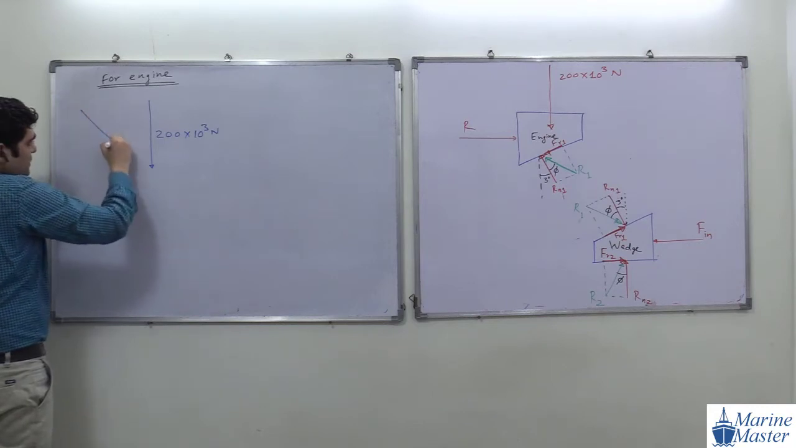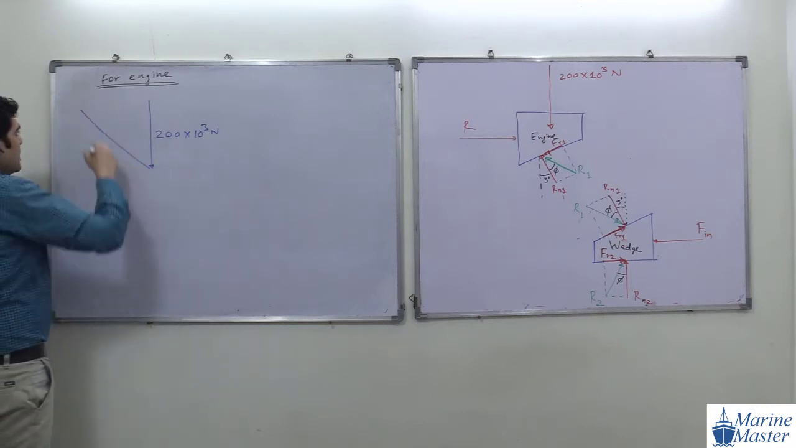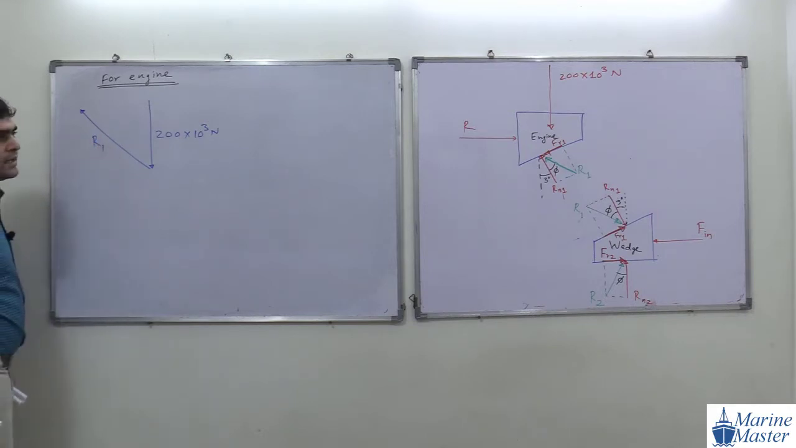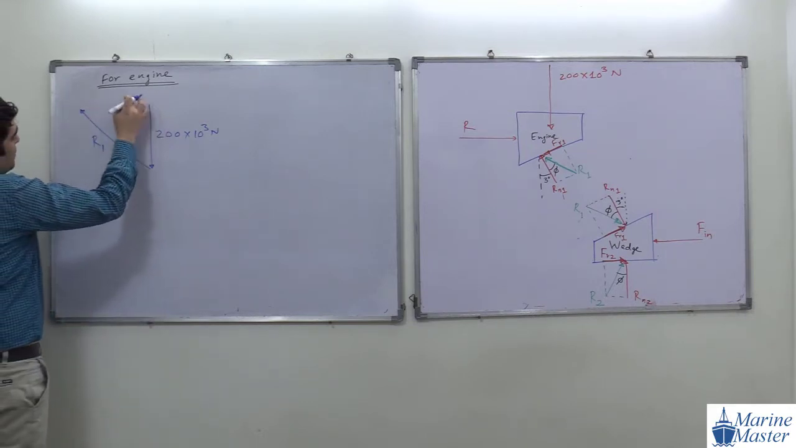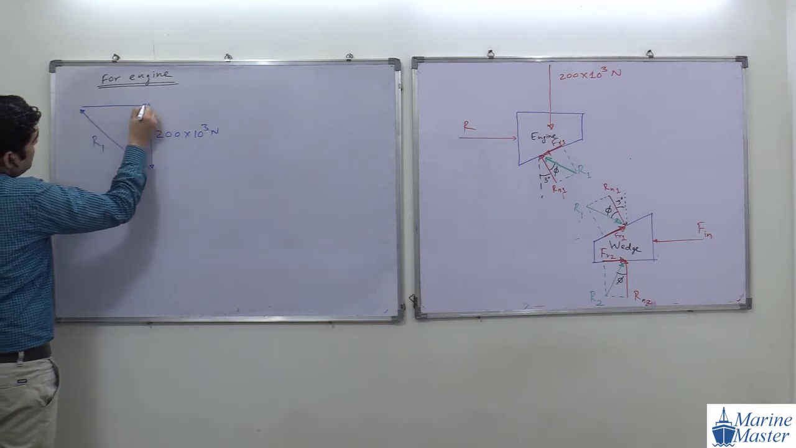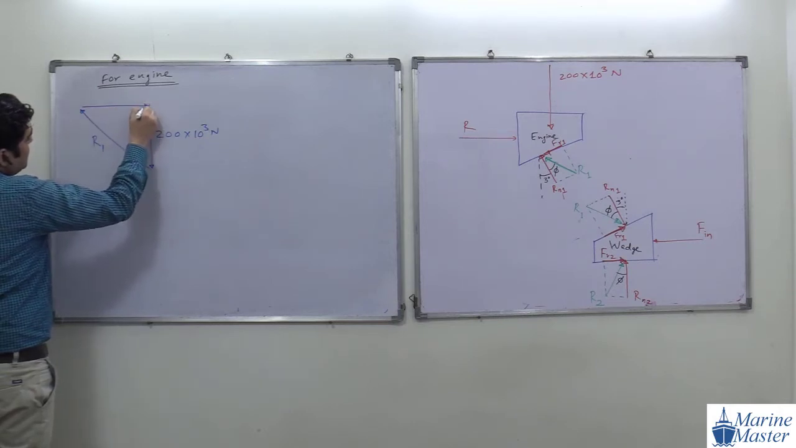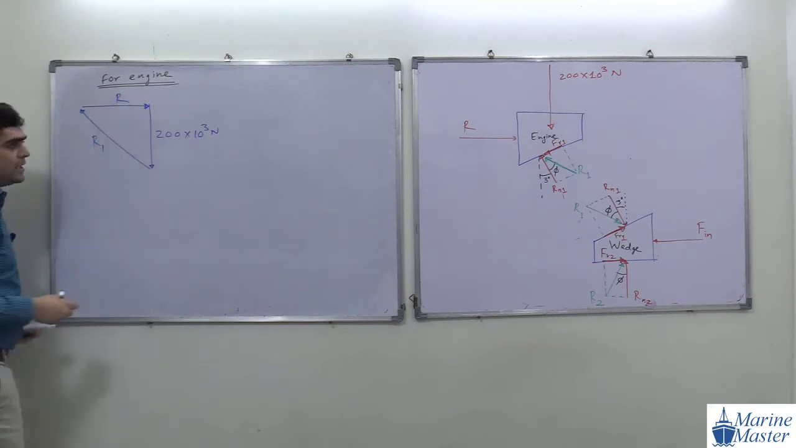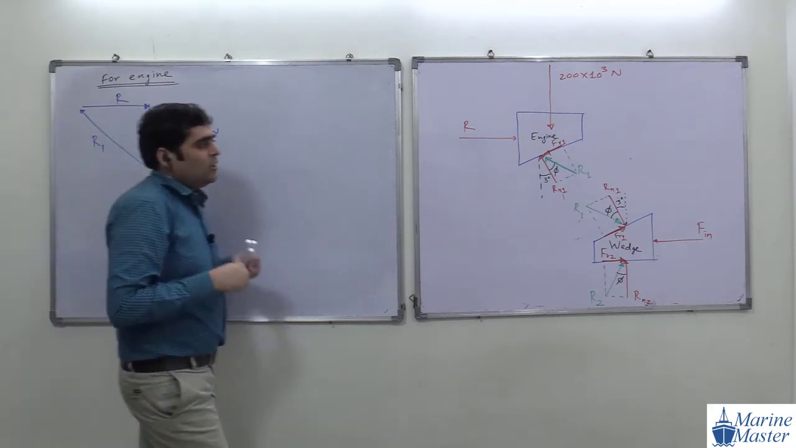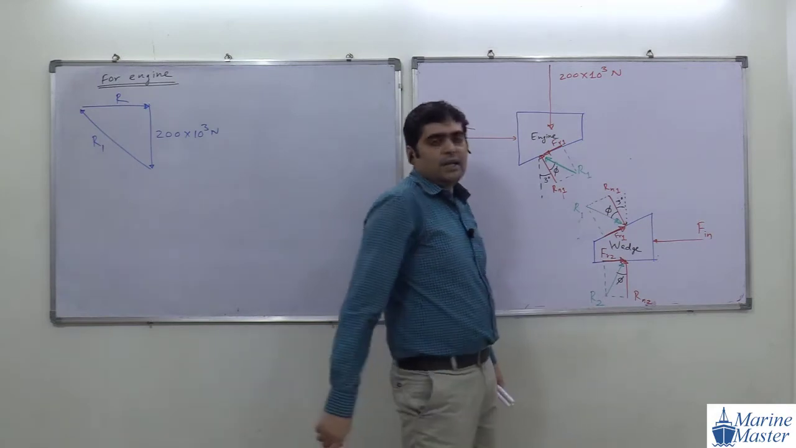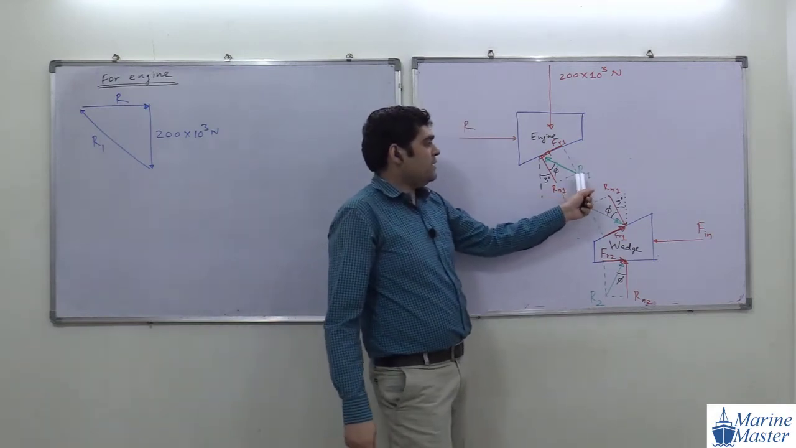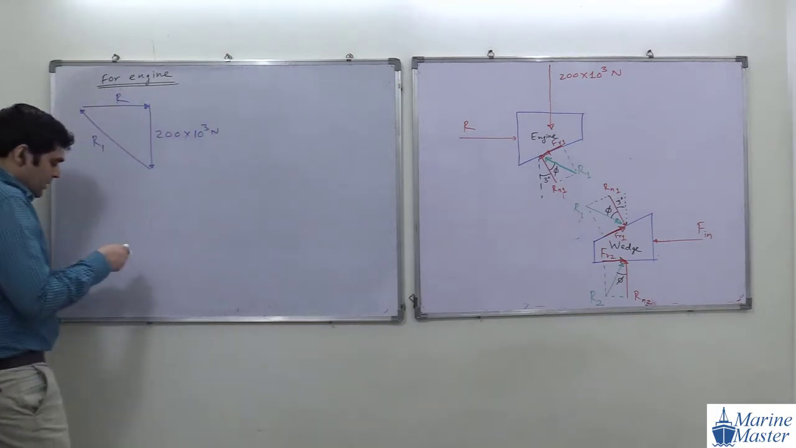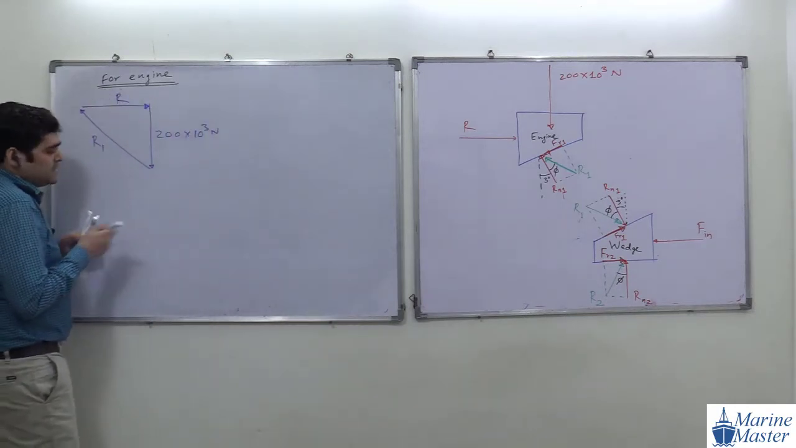Then, see the drawing, this will be R1. And then this will be our R. Does anyone have any doubt? And what is the angle of R1 with respect to vertical? What will be that angle, guys?